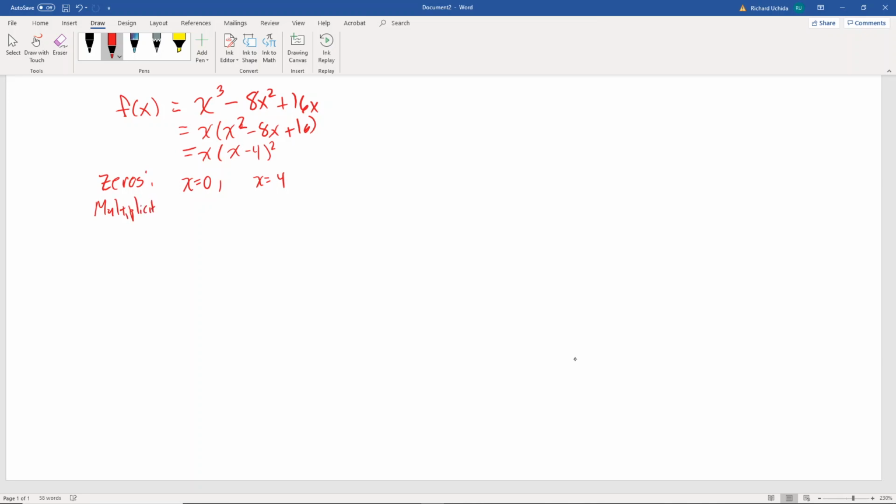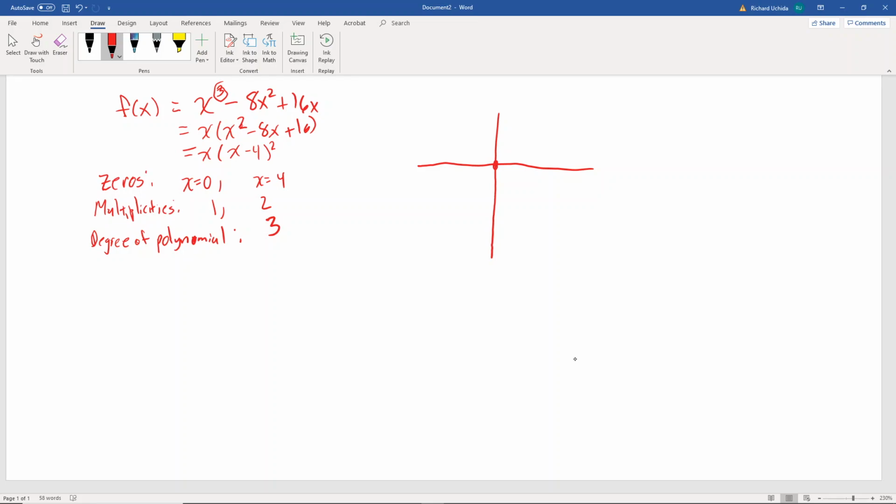Now for each one of those multiplicities, for the 0, the degree of that is just to the first, because it's just x, which is the same thing as x to the first. So the degree of that 0 is 1. Now for the 4, since the factor is x minus 4 raised to the second, the multiplicity of that is 2. For the degree of the polynomial, since it wasn't factored, it was easy to see that the degree was 3, which again goes along with the sum of the multiplicities being 3. And the leading term was x cubed, so the leading coefficient is 1, which is positive.